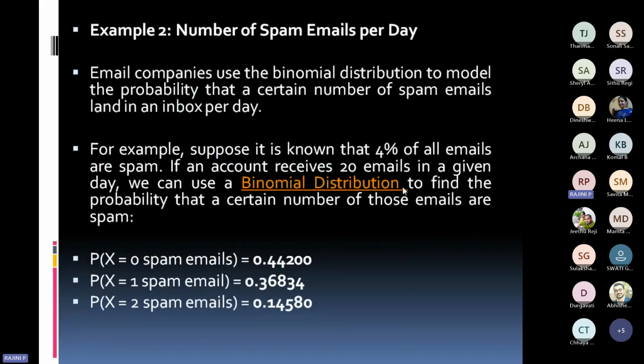Number of spam emails per day. Does it follow the binomial distribution? Please let me know, any one of you. Don't read the content, just check it, the example I gave. Number of spam emails per day. Is it binomial or not? If it is, why? Does that example follow the binomial distribution?